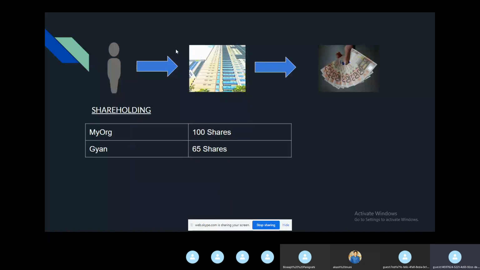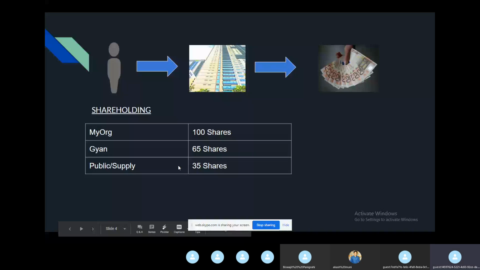So what happened next? For the public, there are only 35 shares. So we can say that for the public, for trading in the market, we have only 35 shares, and we define that as supply. We have a supply of 35 shares in the market to be traded by the public, or any other companies or institutions, financials.